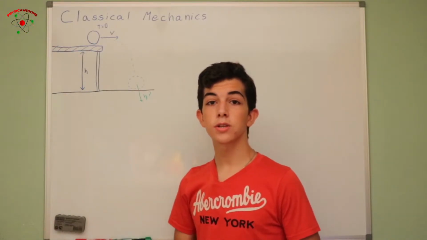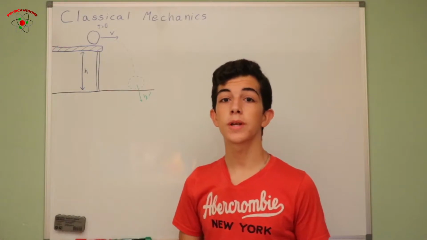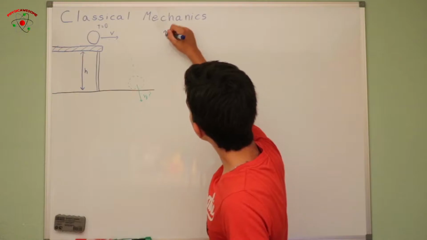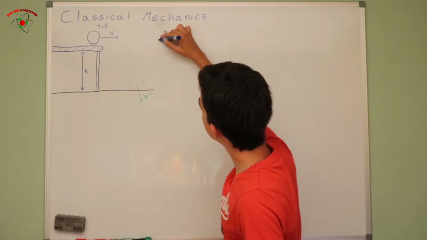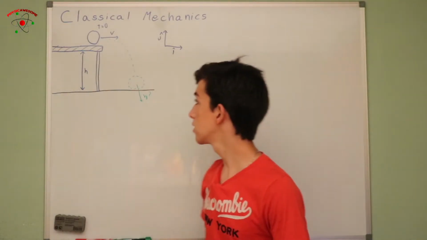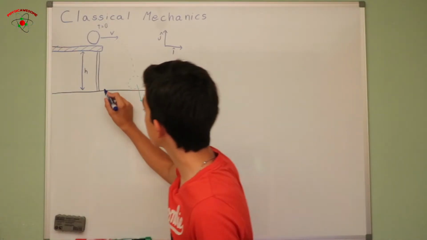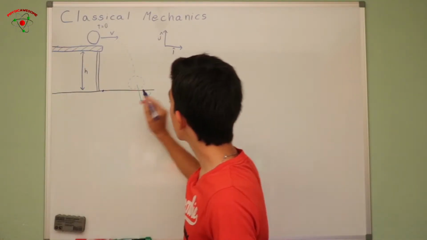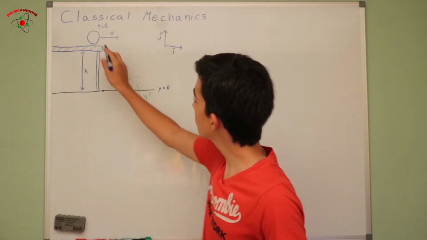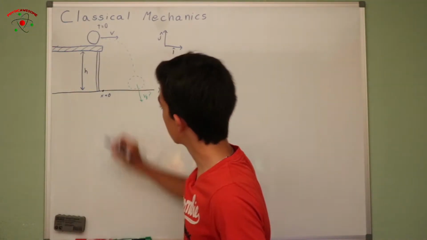The first thing we need to do is to define our coordinate system. And to do so, we'll start by defining our unit vectors. We will define j hat pointing in the up direction and i hat pointing to the right. We also need to define our origin, and we will define it right around here. We'll make the ground to be y equals 0, and we'll make the edge of the table right around here to be x equals 0.